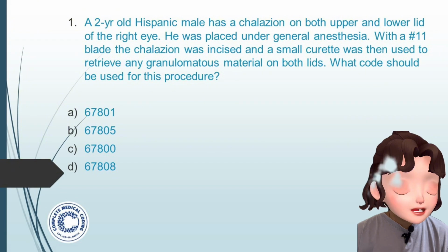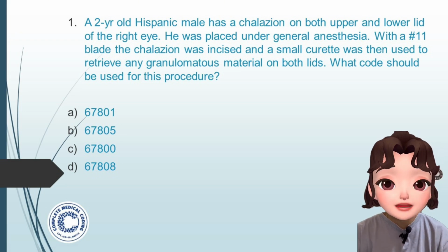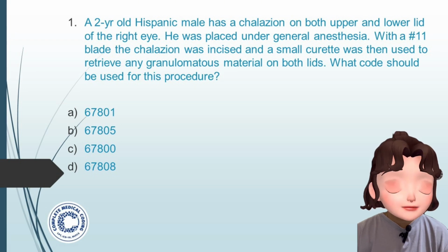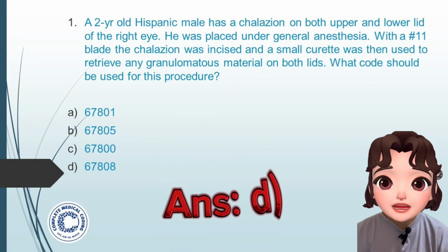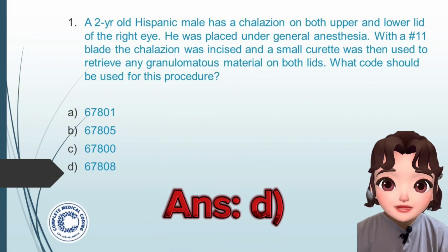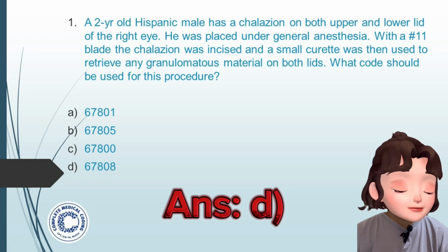Now, excision of chalazion under general anesthesia requiring hospitalization, single or multiple. So this is the correct answer. 67808 is the correct code because the patient was placed under general anesthesia and it's mentioned either single or multiple. So the correct answer is option D, 67808, excision of chalazion single or multiple in patient requiring general anesthesia.